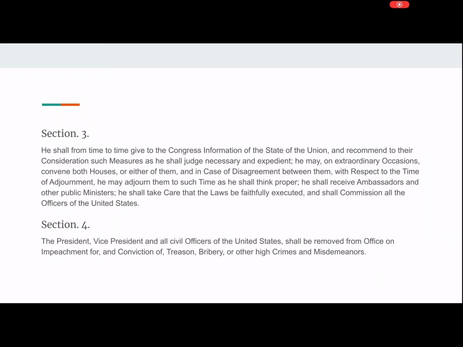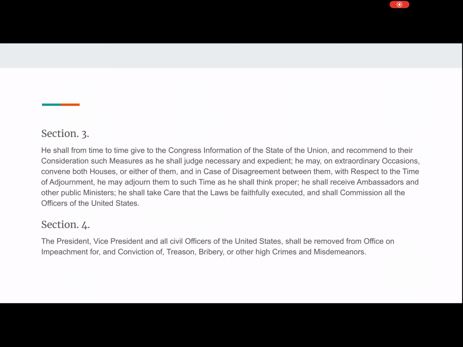So it's basically all these other powers. He's going to give a report to the Congress. He can call them together or adjourn them if he thinks necessary. He will receive ambassadors and other ministers from other countries. And he has to make sure he's doing all this to take care that the laws are faithfully executed.